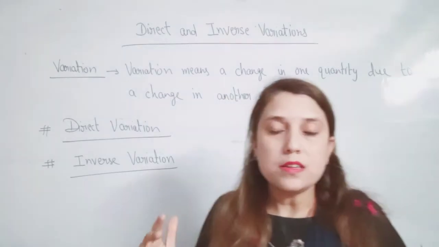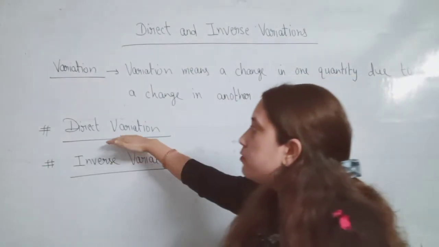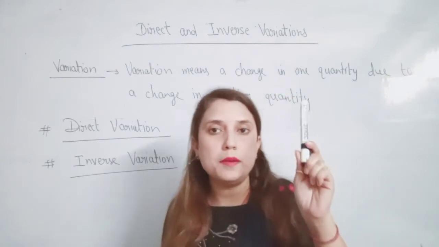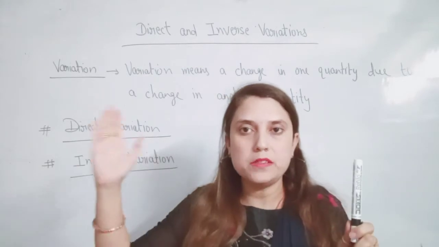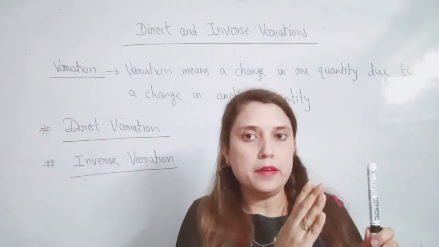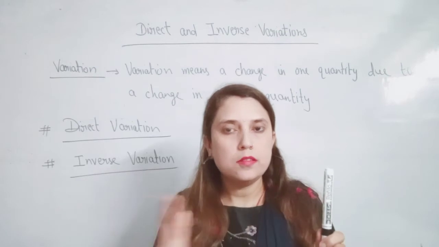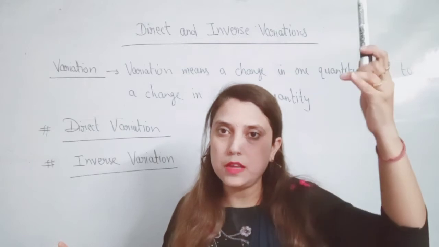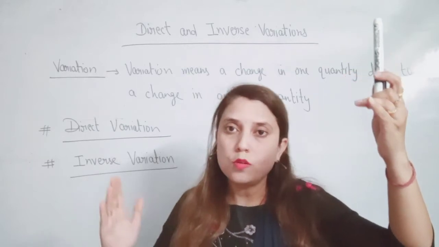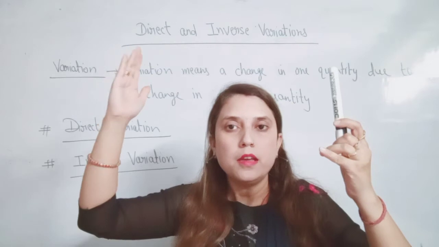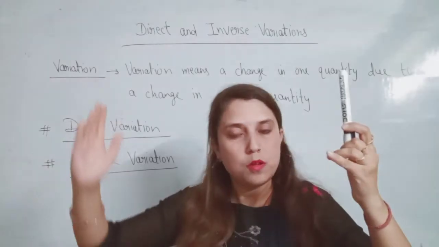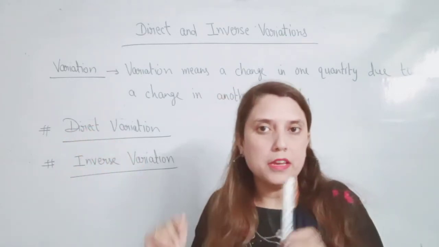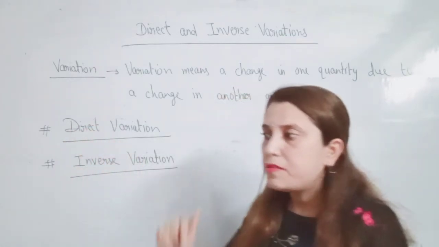Okay, so let's understand with an example. In direct variation, suppose the cost of one pen is rupees 10. So what will be the cost of two pens? 20. Three pens, 30. It means if the number of pens, one quantity, is increased, the cost is also increased. So this is called direct variation.